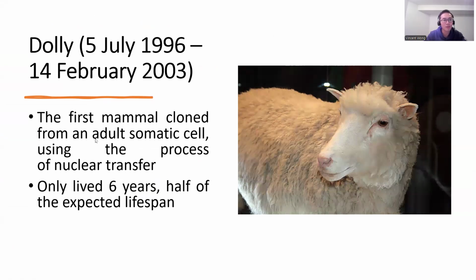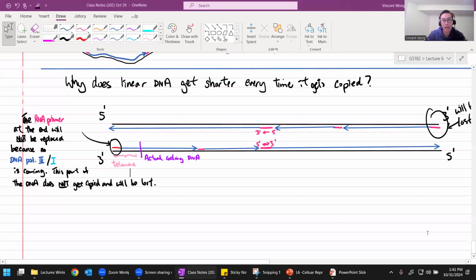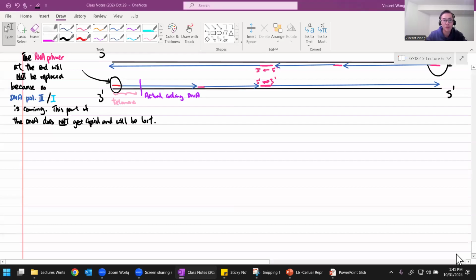For those of you who have not heard of Dolly, she was the first mammal to be cloned from an adult somatic cell, and the process that they used is called nuclear transfer. I'll explain what all that means in a second. The clone sheep, Dolly, only lived for 6 years, half of the expected life span of a sheep. Let's take a look at why that is the situation.